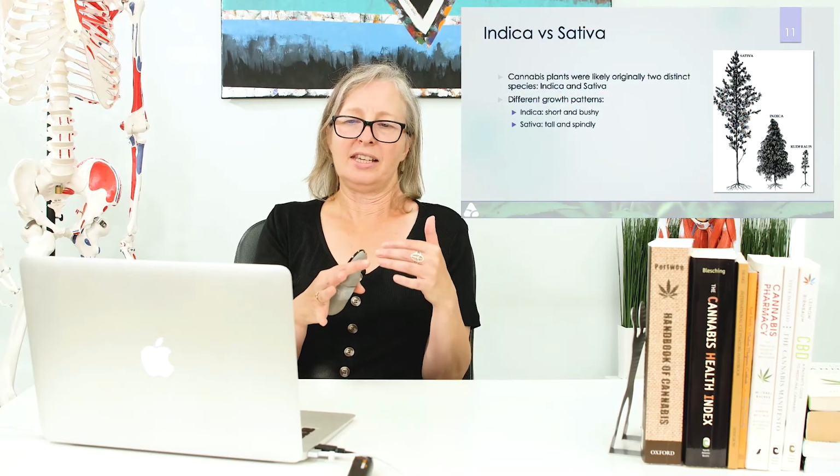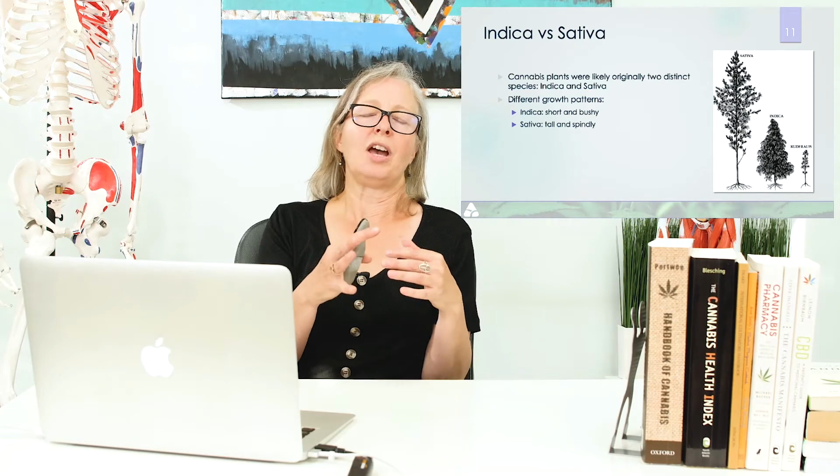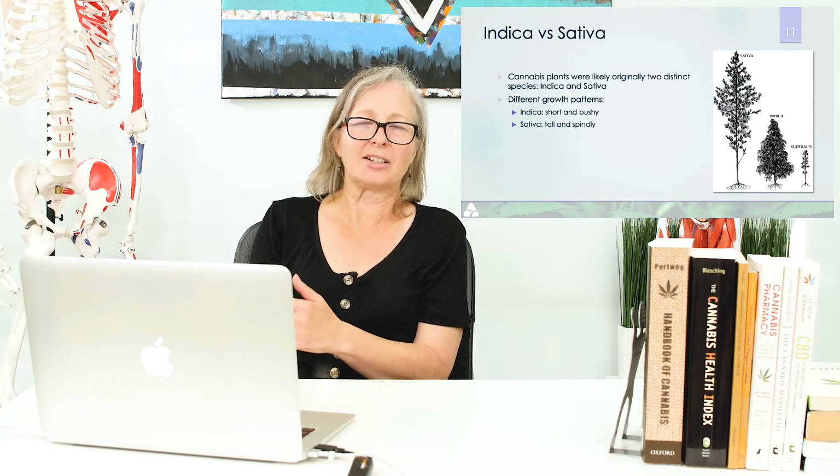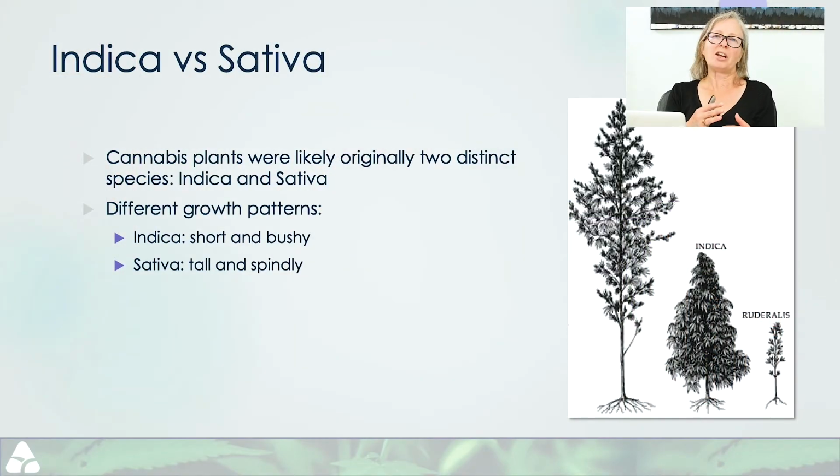So you've probably heard the terms indica and sativa. As we talked about earlier, the cannabis plants were thought to be indica plants, sativa plants, and then we have what's sometimes called the scrappy little cousin, ruderalis. But originally it's thought that sativa and indica were actually physically different plants. Sativa grew quite tall and spindly, where the indica plant was a little short and bushier. The leaves were wider on the indica, and on the sativa plant, the leaves were more elongated and quite thin.